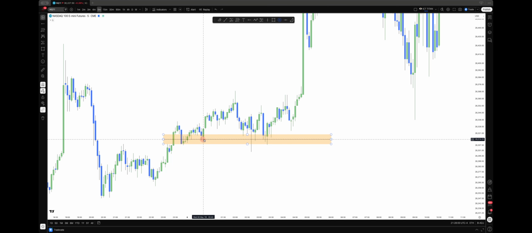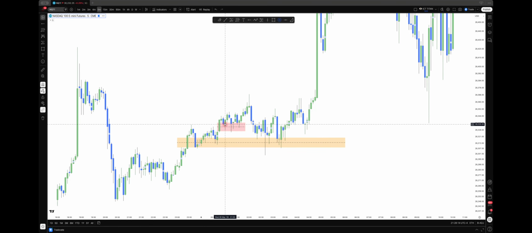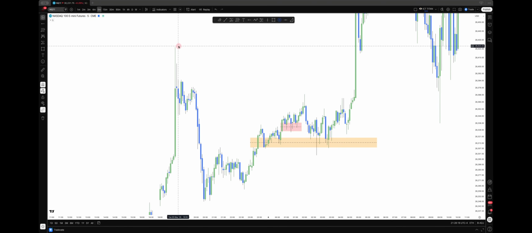Let's say you want to enter after this. Like, hey, 50% has been really respected right here. Yes, okay. Where's the fair value gap? This one. Right? So you're going to enter somewhere here. Right? Draw on liquidity. Is there a draw on liquidity?